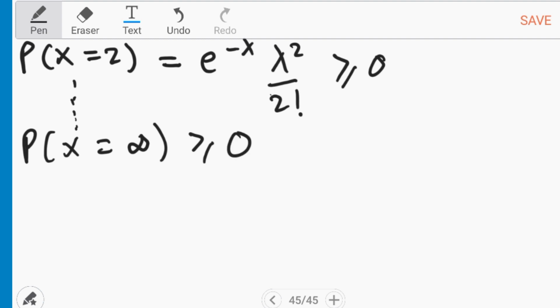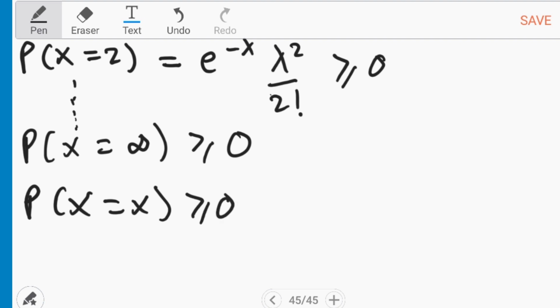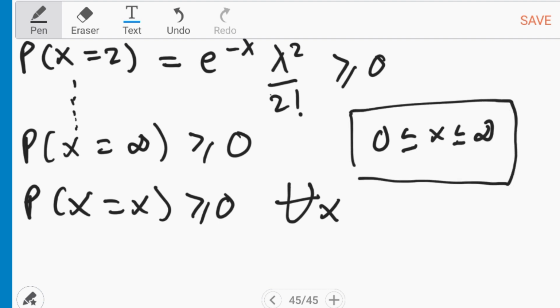So clearly we've been able to prove that p of x equal to x is greater or equal to 0 for all values of x. This means that if you put any of the values of x into the PMF, you get a value which is greater or equal to 0. So there's no way you will get a negative value when you substitute the range of values which runs from 0 to infinity in a Poisson distribution.